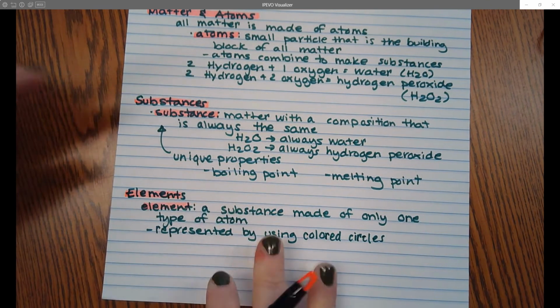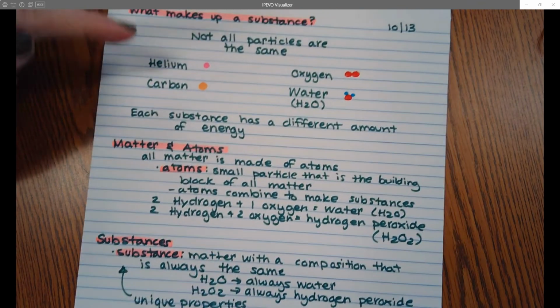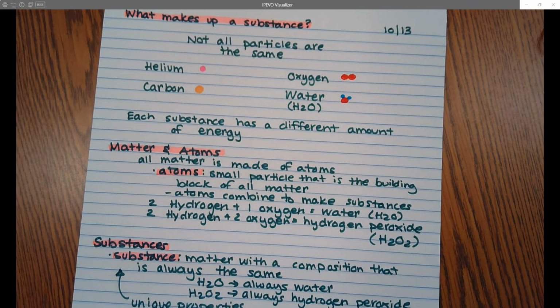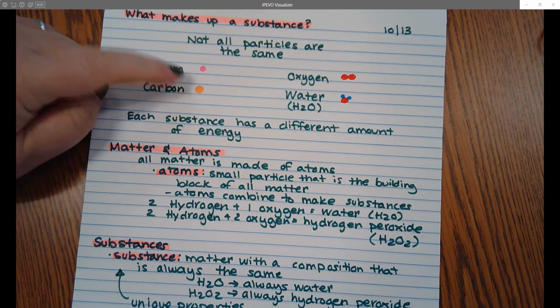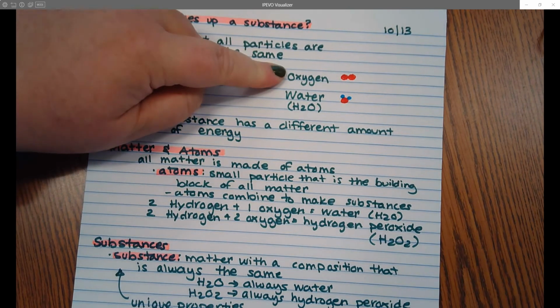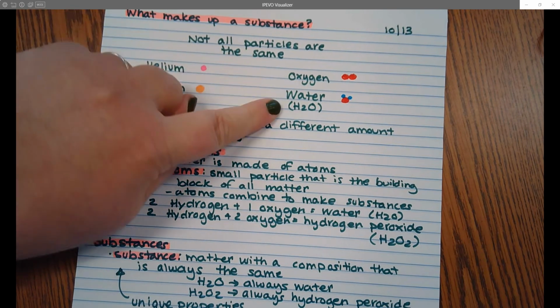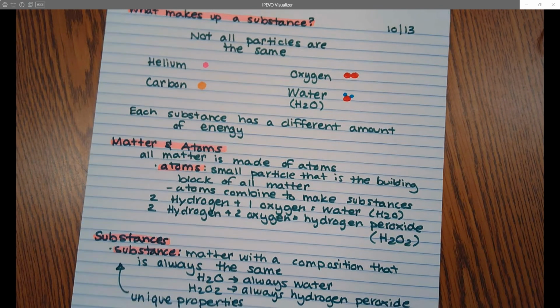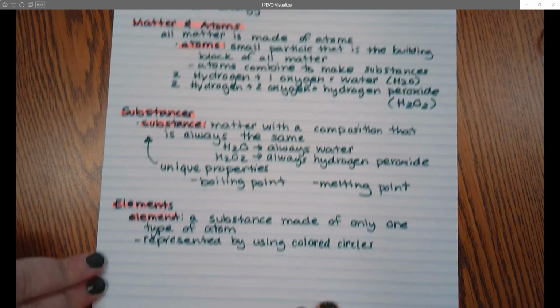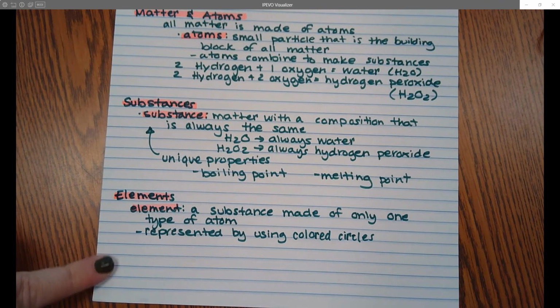Just going back and highlighting. So up at the top, these are elements here. I've used a pink circle to represent helium, orangey, yellowy circle to represent carbon, red circles to show oxygen, and then water is a combination of oxygen and hydrogen. So we used different colors for each of those elements. I have a little bit more space down here. Let's continue with information about elements.